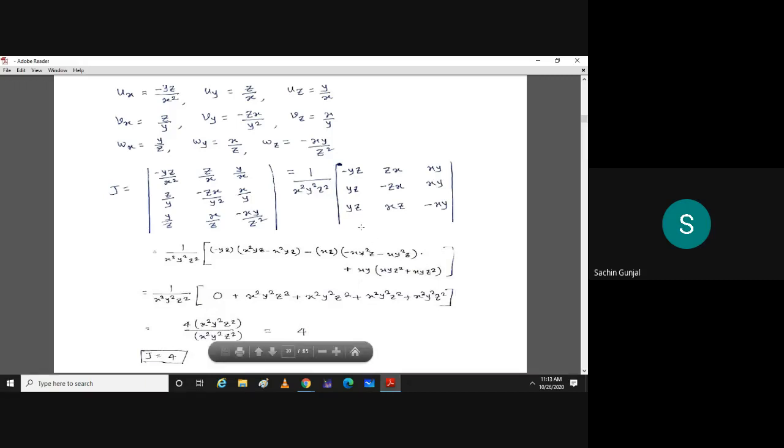Do you want me to explain this determinant? This minus yz into this cross multiplication, minus xz into this cross multiplication, and then plus xy into this cross multiplication. I don't think it is necessary, isn't it? It's a determinant calculation, right? Yes, sir. Fine. So just note it down.